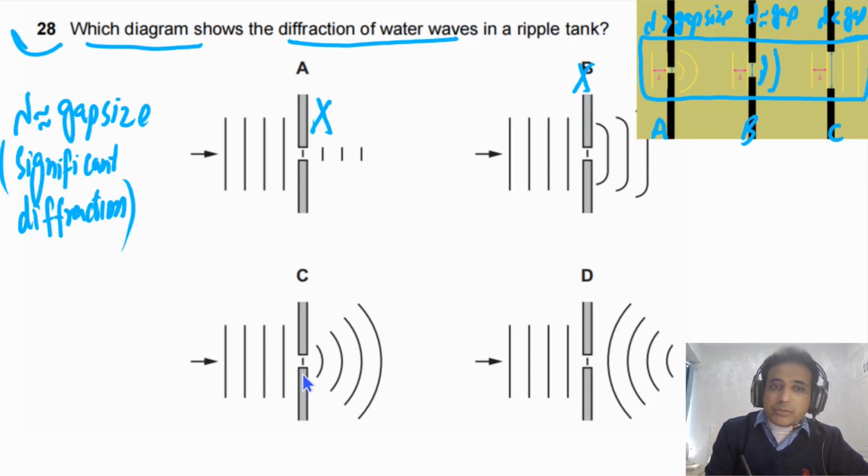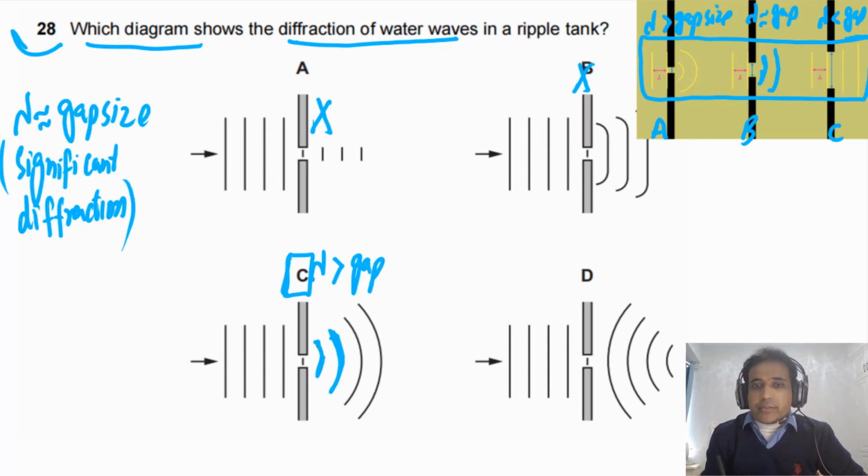In this case, lambda is greater than gap size and we see a lot of diffraction. These are almost circular. There is a lot of bending in this case. So this can be a possible answer. In this case, lambda is greater than gap size, and we can also compare this with the given figure, so this can be a possible answer.